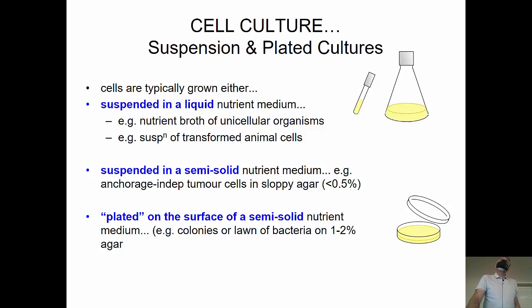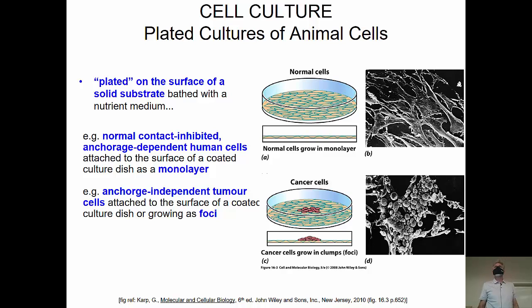For mammalian cells, it's a little bit different for reasons that we'll get into. And so very often to grow mammalian cells, we need to grow them on an actual solid surface, a solid substrate.